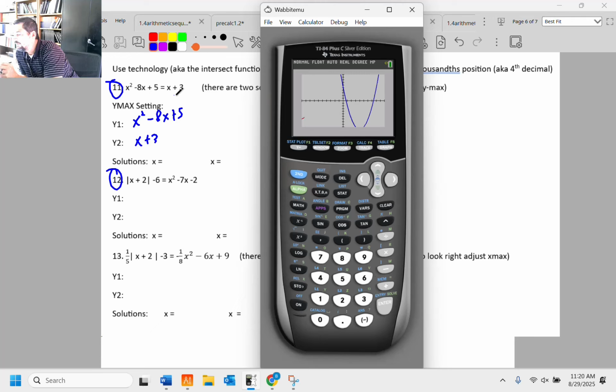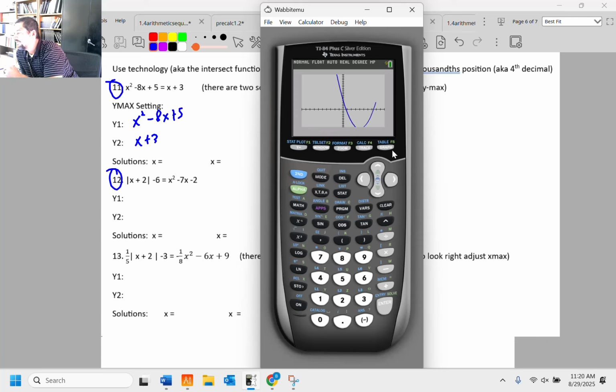And I'm looking for equality here, right? Now, I'm going to have to look up to see this answer. So I go to Window, I go to Ymax, and I'm going to change it from 10 to 20. I feel like that's enough room to see the answer. Let's find out.